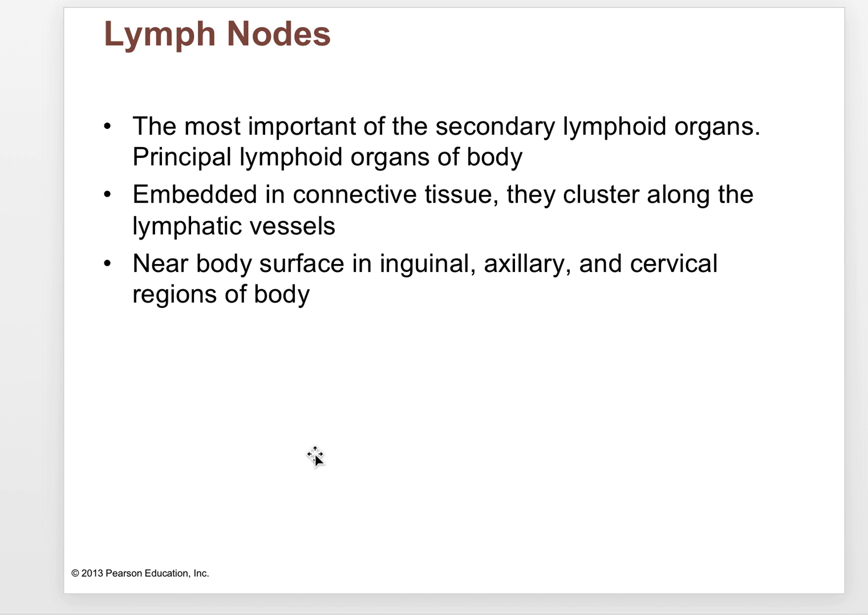The most important of the secondary lymphoid organs is the lymph node. It's the principal lymphoid organ of the body. They're embedded in connective tissue. They cluster around lymphatic vessels. They're near the body surface in the inguinal, axillary, and cervical regions of the body.